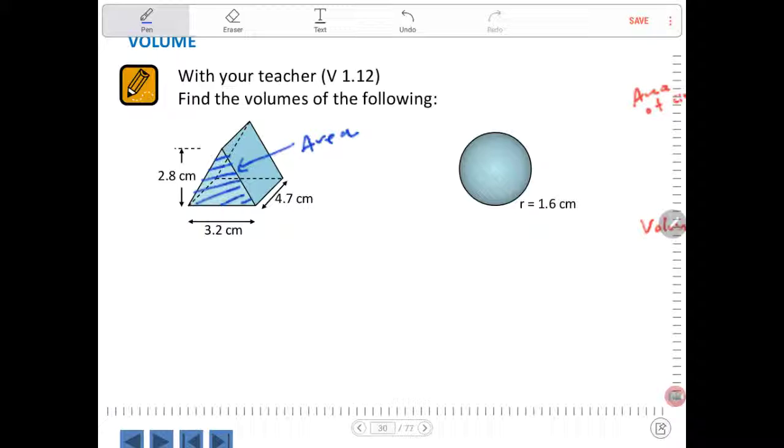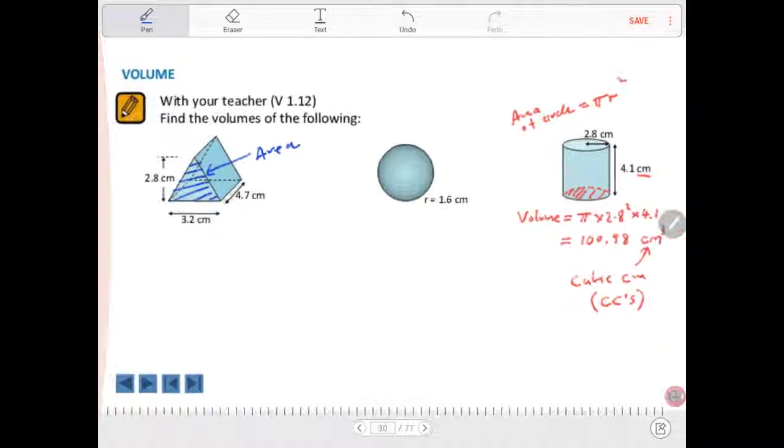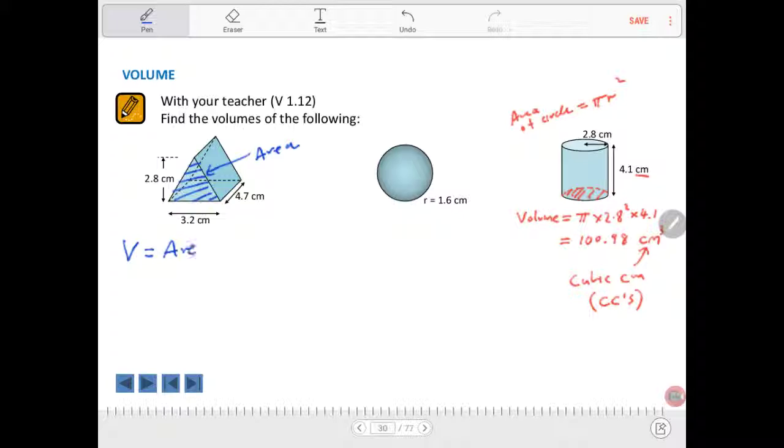Now you might feel confident enough to pause the video and continue from here by finding the area of this base and multiplying by the height. Then I'll have a go at it. Okay, I'm going to do it now. So the volume, we have a prism here, so area of base times height.